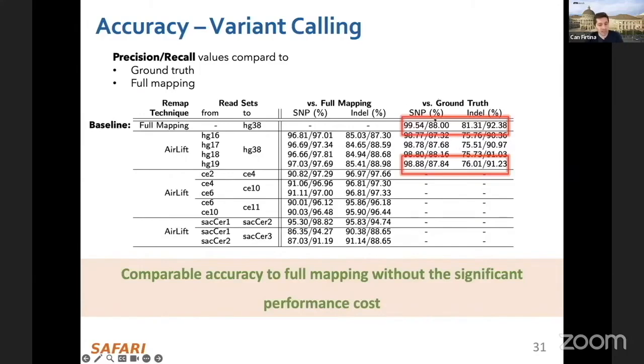We see this by looking at these results. Here, the SNP and the indel accuracy of full mapping is around 99.54% and 81.31%. And here, especially by looking at the SNP results, the accuracy of AirLift is very close to the accuracy of full mapping. AirLift can actually generate very similar accuracy results without even fully mapping the reads from scratch, by providing these significant performance improvements.